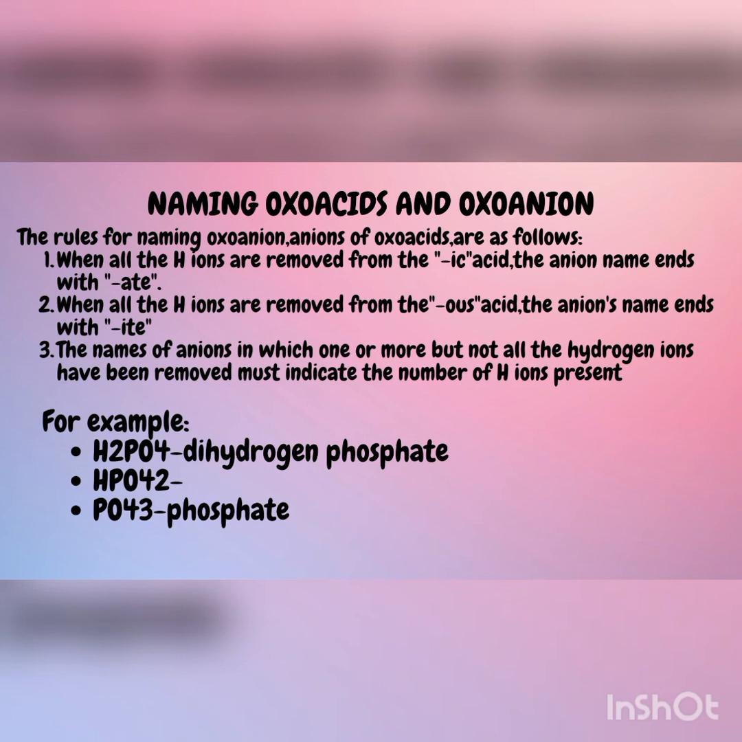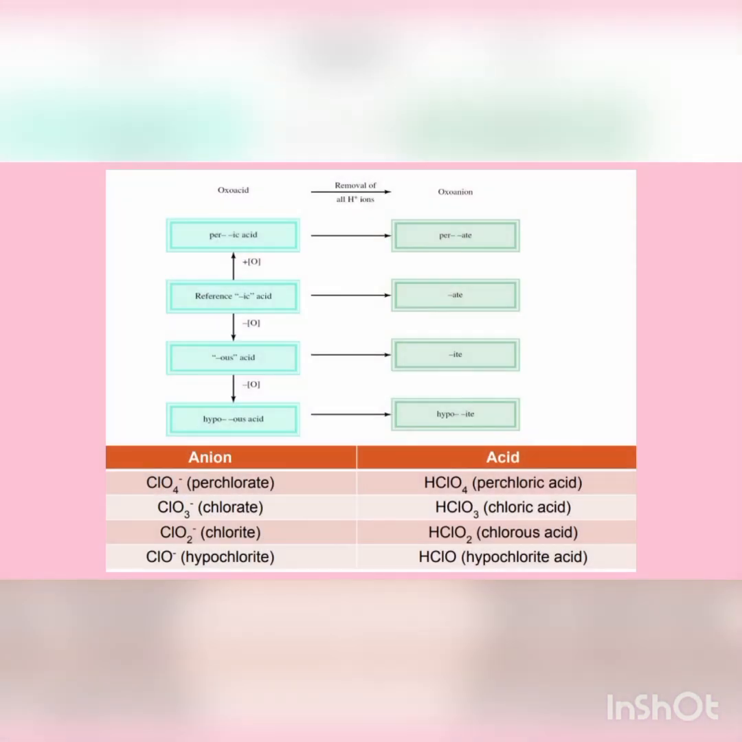3. The names of anions in which one or more but not all the hydrogen ions have been removed must indicate the number of H ions present. For example, H2PO4- is dihydrogen phosphate, HPO42- is hydrogen phosphate and PO43- is phosphate.